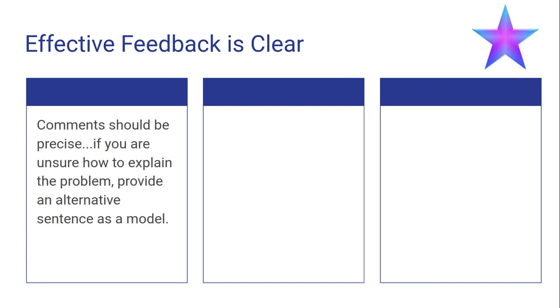Comments should be precise, but that doesn't mean they need to be terse. You don't need to try to use as few words as possible. What you need to do is make sure that your comment is understandable. A statement such as faulty grammar doesn't clarify the problem. If you're unsure how to explain the error, it is useful to provide an alternative sentence as a correct example. So if you're unsure, provide a model sentence. Sometimes it's easier to show than to try to explain.